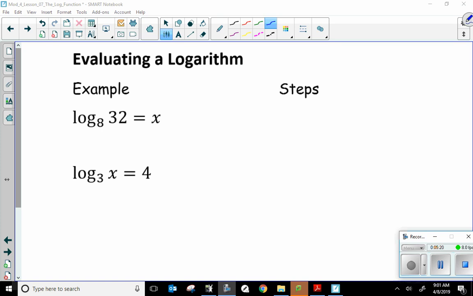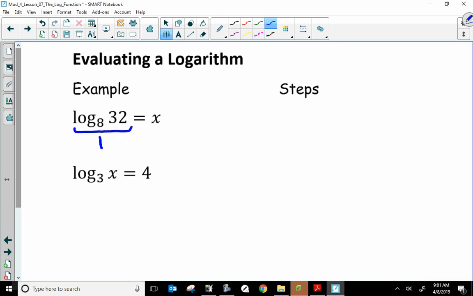Let's do a couple of these things, okay? There are two ways in which you would have to evaluate a log by itself. The first one, they would actually give you these two numbers. This is called the base. Log base 8 of 32 equals what? I would just type that right in the calculator. The calculator has a log base function.